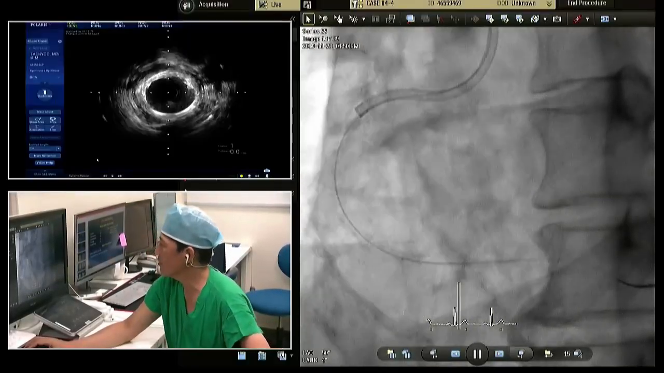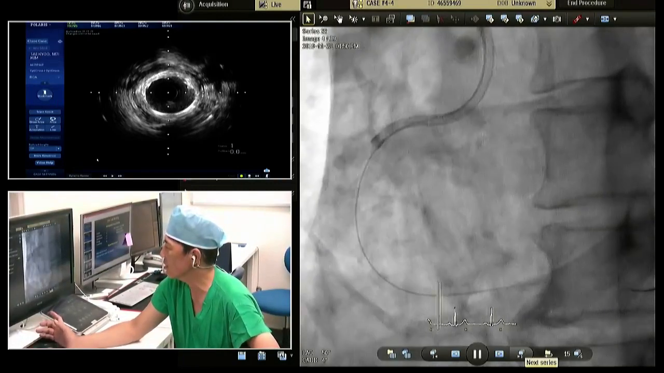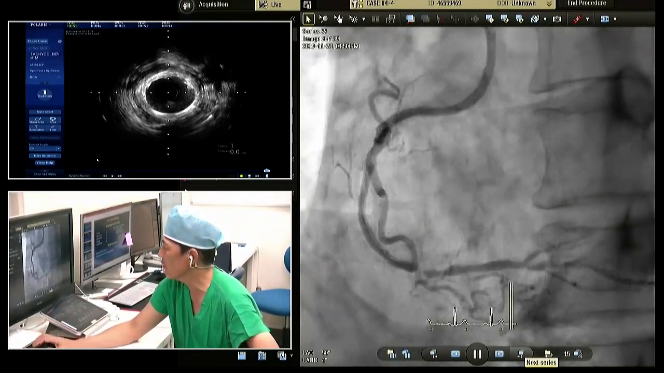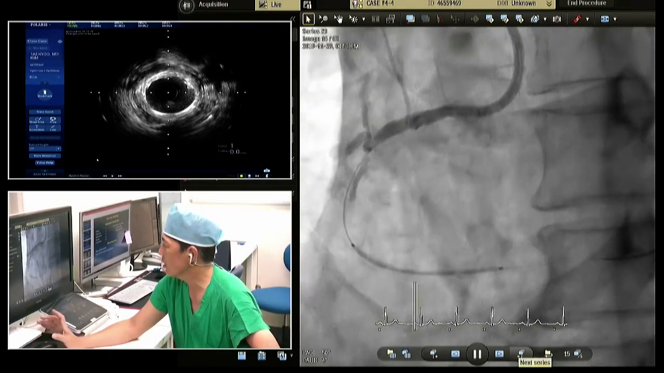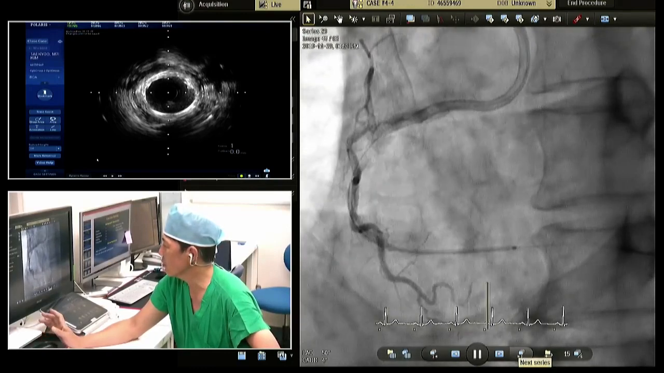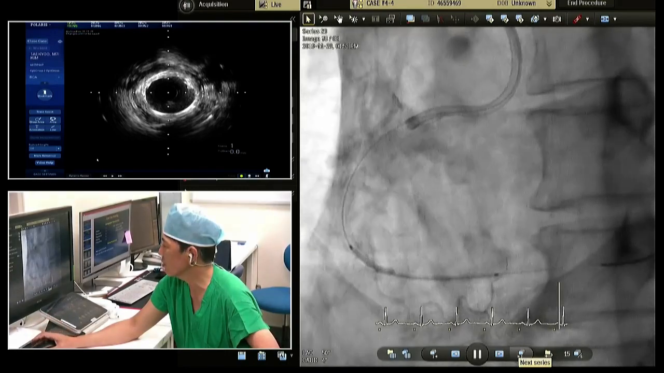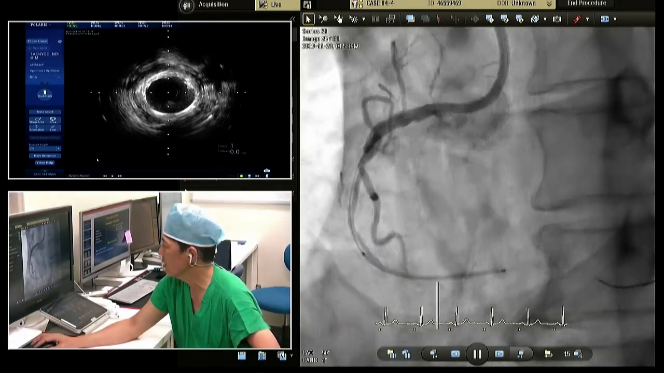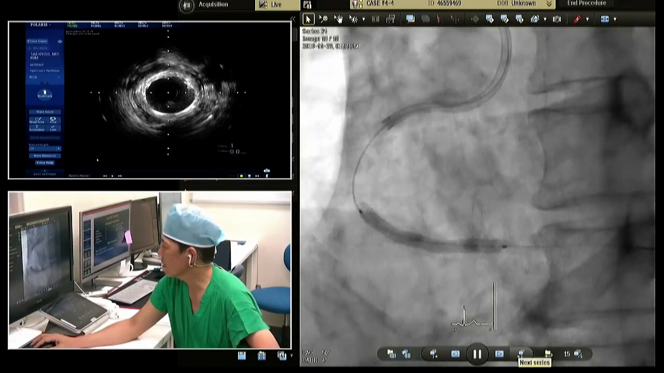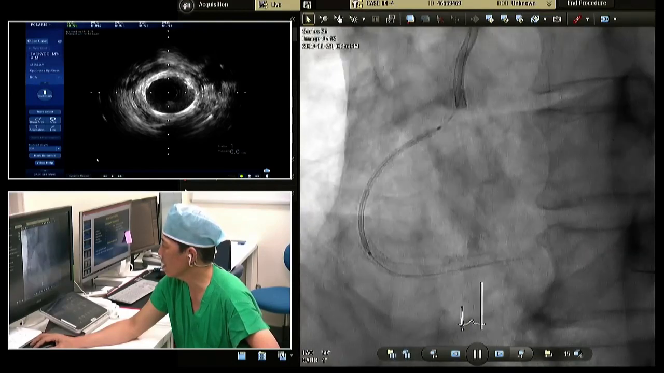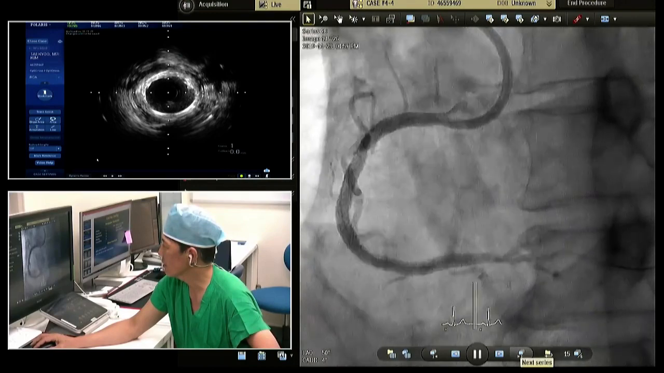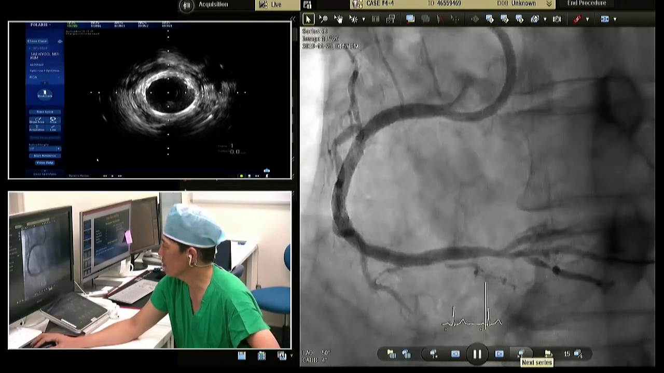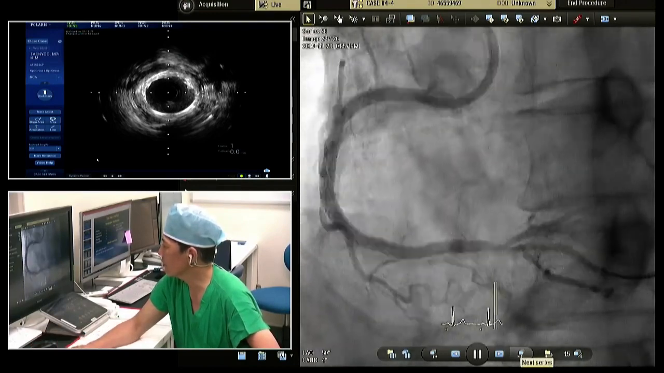So this is after ballooning with a 2.0 balloon. As you can see, there is very diffuse disease from the proximal right to the distal. So I selected two long stents, a 3.0 by 38 Archimaster, and a 3.5 by 38 to the proximal. And this is after stenting.